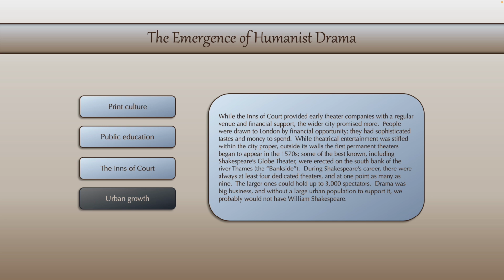Some of the best-known theaters, including Shakespeare's Globe Theater, were erected on the south bank of the River Thames, the Bankside, as you saw in the Panorama of London that I showed you earlier. During Shakespeare's career, there were always at least 4 dedicated theaters, and at one point as many as 9. Now, larger ones, they could hold up to 3,000 spectators, so this was a major form of popular entertainment in Shakespeare's time. It was big business, and without a large urban population to support it, we probably would not have William Shakespeare.